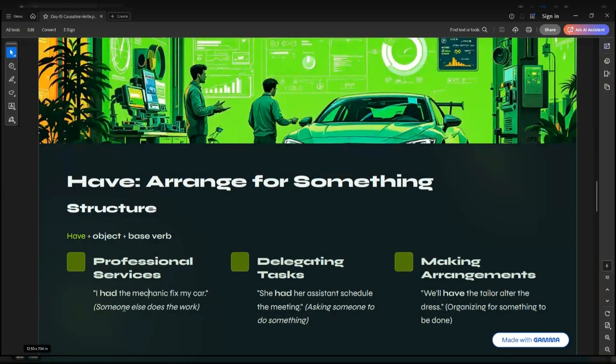As we are discussing, causative verb means getting things done by someone, or forcing someone to do something. So this is an example of someone else doing your work. The second one is delegating a task, which means asking someone to do something.